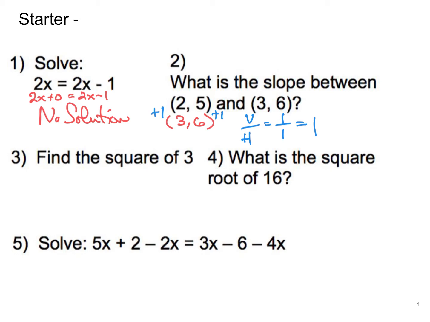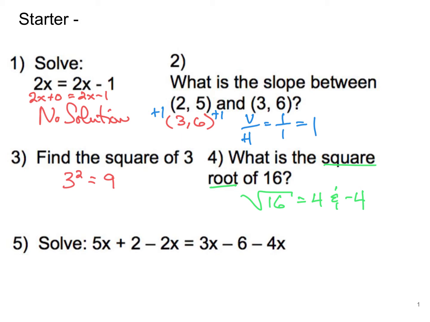All right, find the square of 3. It's a little weird as far as saying it. So really what we're looking at is 3 squared, which is 9. On number 4, we're looking at the square root of 16. So the square root of 16 is 4. Now remember, it also can be negative 4. So 4 and negative 4 is the square root of 16.